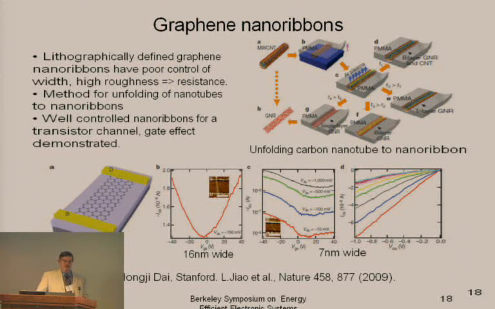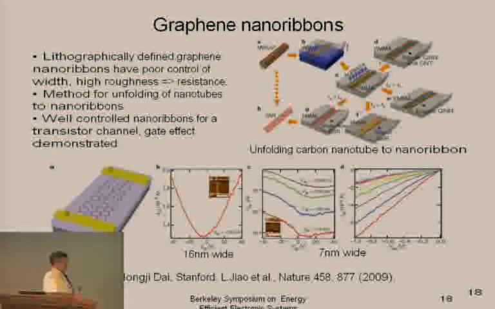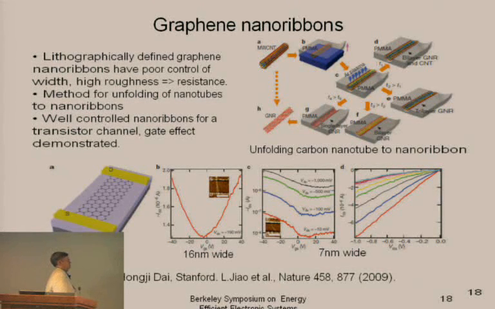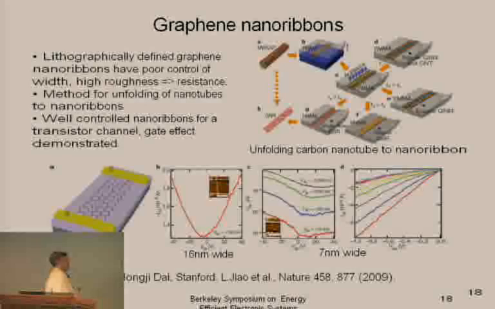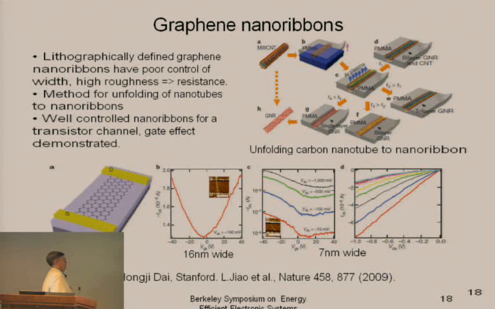So, as Mike Fritzy said, III-V materials are not the only materials with good mobility. Graphene is an obvious candidate, and so we've been working with Hongjie Dai at Stanford to basically unroll nanotubes.